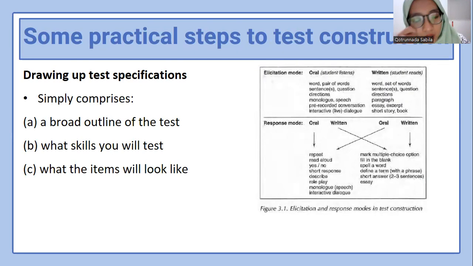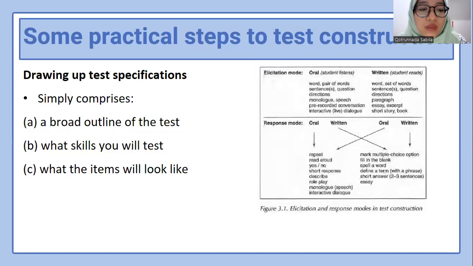And then drawing up task specifications. Task specifications for classroom use can be a simple and practical outline of your task. The task specifications will simply comprise a broad outline of the task, what skills you will test, and what the items will look like. The next and potentially more complex choices involve the item types and tasks to use in this task. It is surprising that there are a limited number of modes of eliciting responses and of responding on a test of any kind.